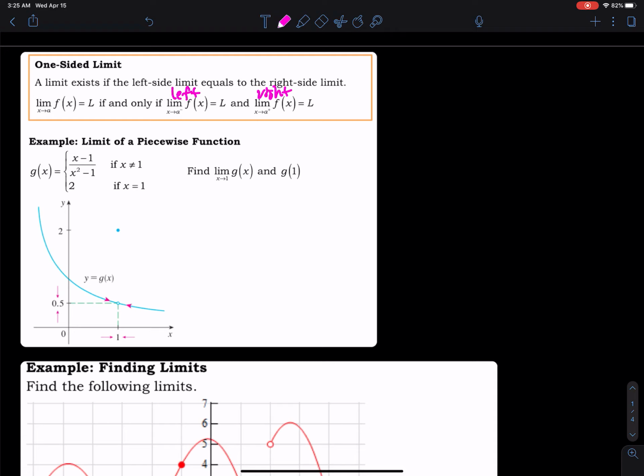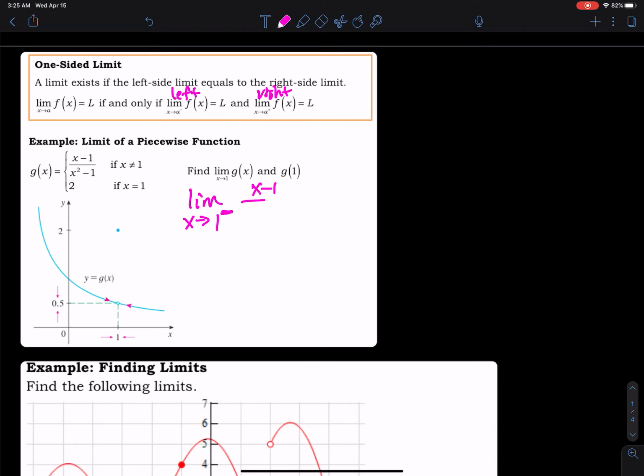So we have g of x equal to a piecewise function, and we have the graph of the piecewise function. I want to find the limit of g as x approaches 1. All right, so let's do it. The limit as x approaches 1 from the left side and from the right side. We check the left side first. x approaches 1 from the left.